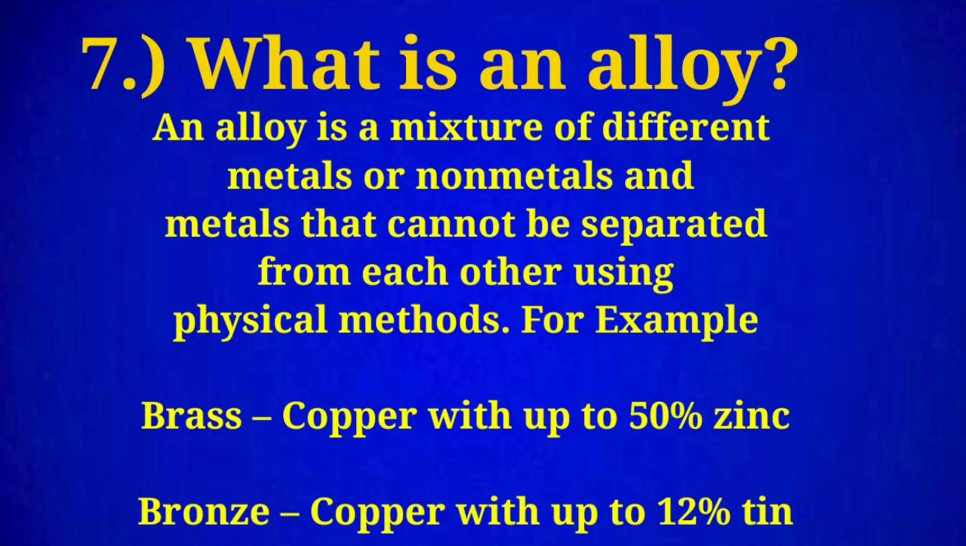What is an alloy? An alloy is a mixture of different metals, or nonmetals and metals, that cannot be separated from each other using physical methods. For example, brass: copper with up to 50% zinc, and bronze: copper with up to 12% tin.